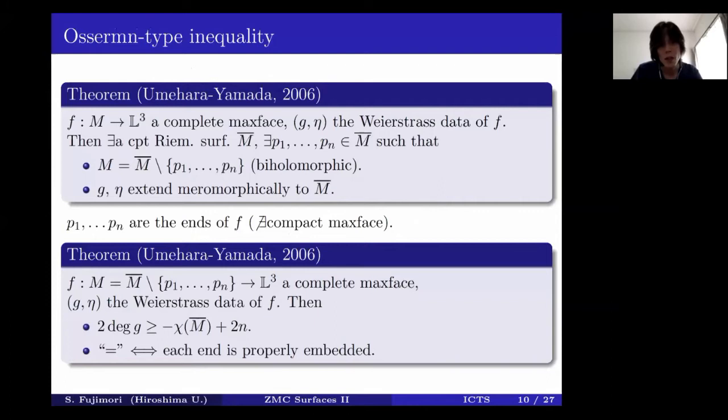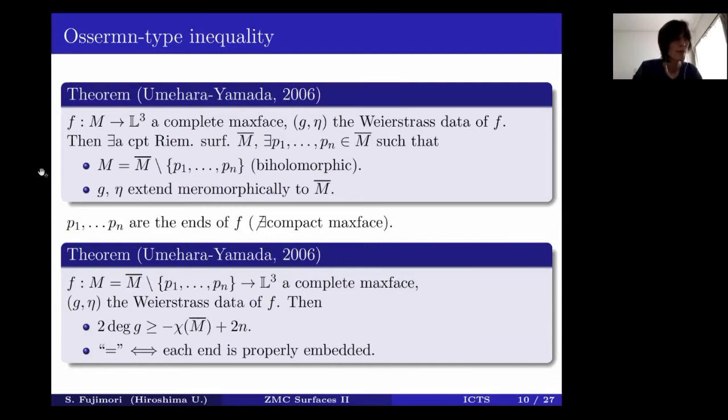If you have any questions, please let me know. So you had mentioned that P1, P2, ..., Pn have to be ends of F. Always the punctures are ends? Yes, yes. There's no other possibility, right? No. Yeah, they have to be ends. Yes. Okay. Any questions? Okay, if not, we proceed.